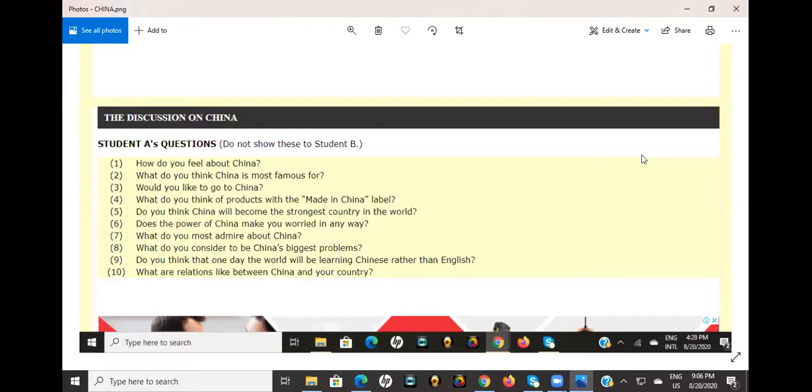Okay, very good. So are there any questions related with vocabulary or pronunciation? Are the questions clear? In number four, what is level? It's like the label. Label means etiqueta. Ah, etiqueta, okay. Yes. Okay. Does someone else have questions or comments? Number six, teacher. Worried. Worried, preocupado. Does the power of China make you worried in any way? Si le preocupa el poder de China en alguna manera.